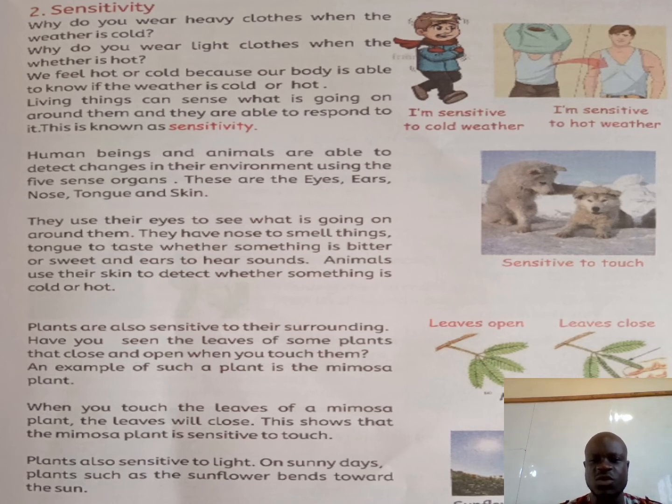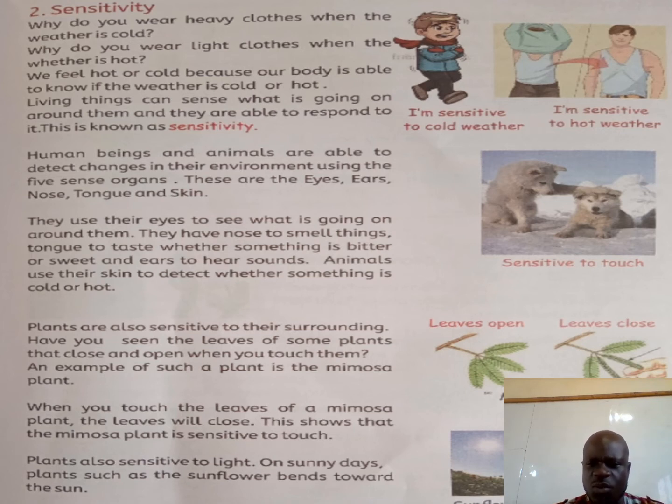Human beings and animals are able to detect changes in their environment using the 5 sense organs. What are these 5 sense organs? The 5 sense organs are the eyes, ears, nose, tongue, and the skin. They use their eyes to see what is going on around them. They have a nose to smell things, tongue to taste whether something is bitter or sweet, and ears to hear sounds. Animals use skin to detect whether something is cold or hot.